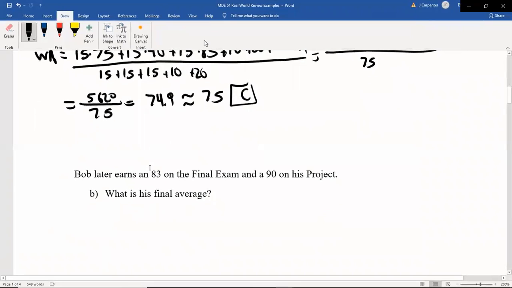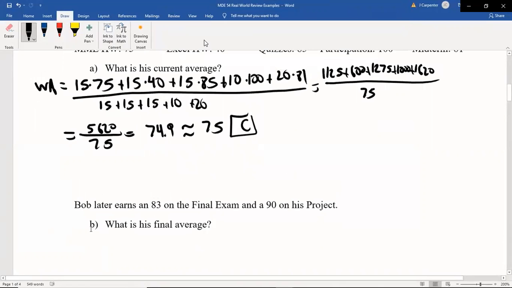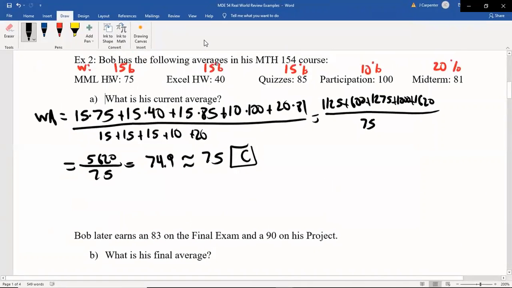So Bob later earns for Part B an 83 on the final exam and a 90 on his project. What's his final average? Now, I haven't changed any of my math lab homeworks, any quizzes, or any Excel homework. So we're just going to say that in example 2A, we already had everything submitted for those first three categories, and the participation did not change.